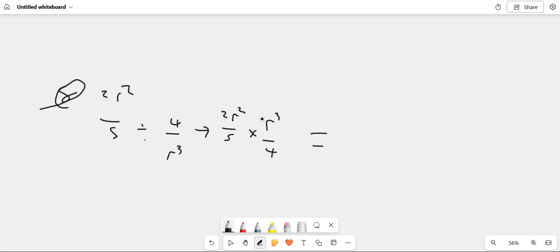So we got 2r squared times r cubed. If you times two numbers that have the same base and they got different powers, you add the powers. So it'll become r to the power of 5. And then over 5 times 4 is just a little 20 there. So 20. And then 2 divided by 20, just put down your calculator, we'll simplify it for you. That's gonna be 1 over 10. So therefore it's just gonna be r to the power of 5 over 10. And obviously 2 over 20 is 1 over 10.